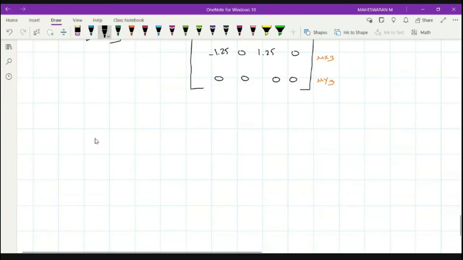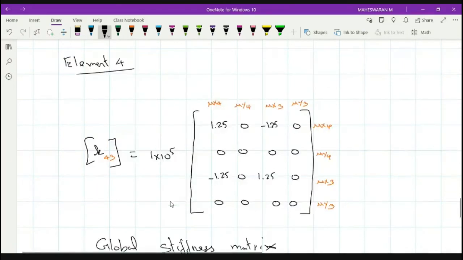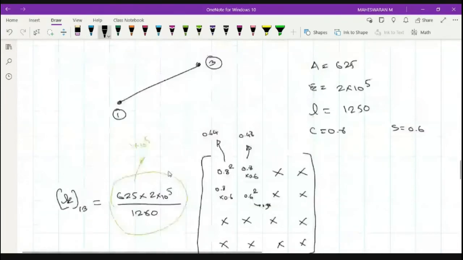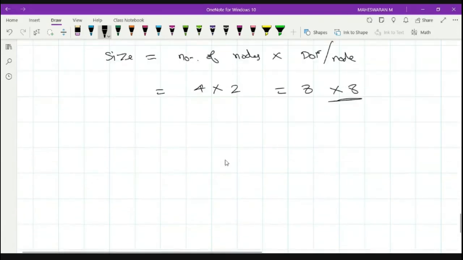Next step is identifying the global stiffness matrix. What is my global stiffness matrix? First we have to identify the size of my global stiffness matrix. You know the formula: it is number of nodes into degrees of freedom per node. So how many nodes do we have here? We have 4 nodes, and each node has 2 degrees of freedom. So 4 into 2, which means 8. So my matrix is an 8 cross 8 matrix. The size of my global stiffness matrix is 8 cross 8, and that is what we are going to consider.